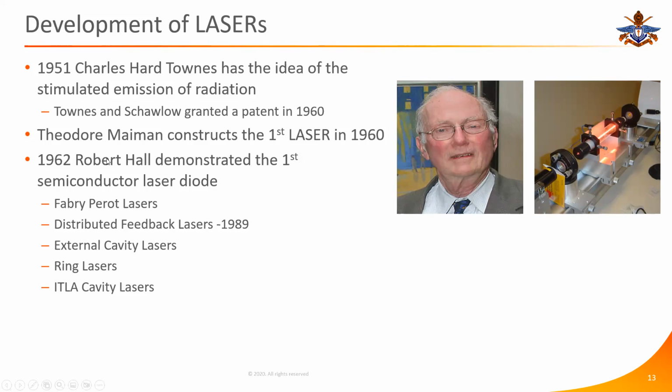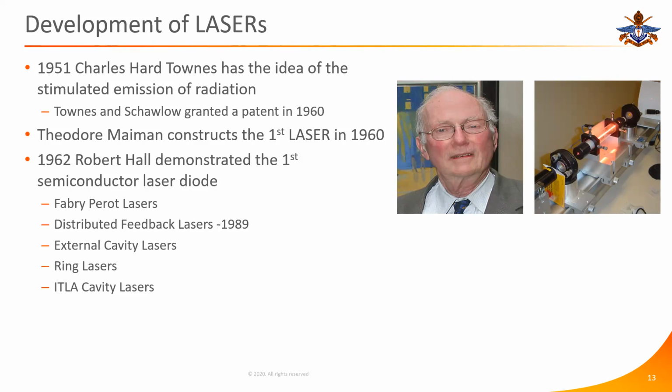So it took some time from 1951 to miniaturize and create an optical laser in a small circuit that can be used in fiber optics. Robert Hall, you might have heard of the Hall effect, was the first person who came up with a semiconductor laser diode. That means a laser diode implemented on a semiconductor, and that is capable of transmitting over a distance.